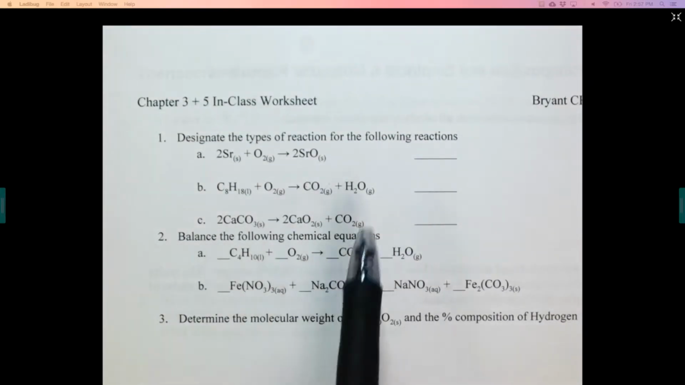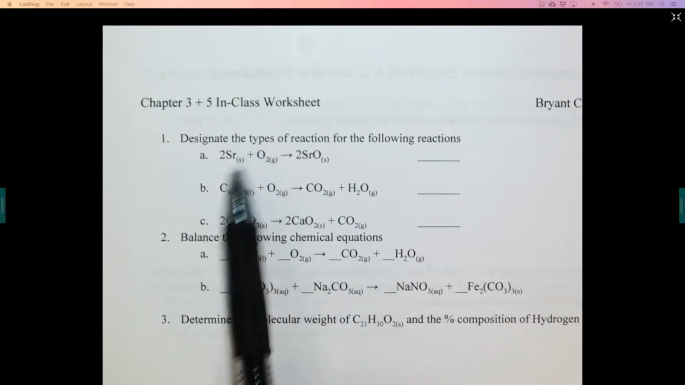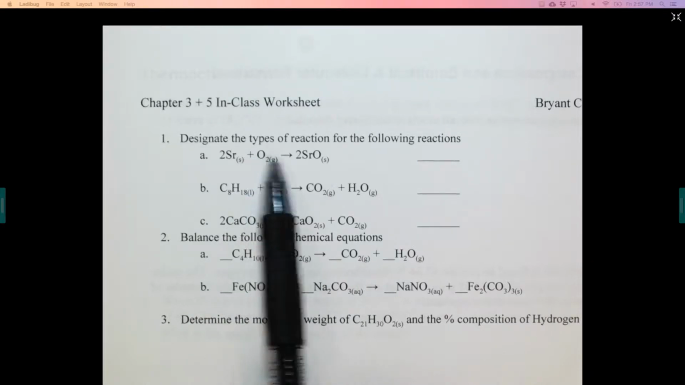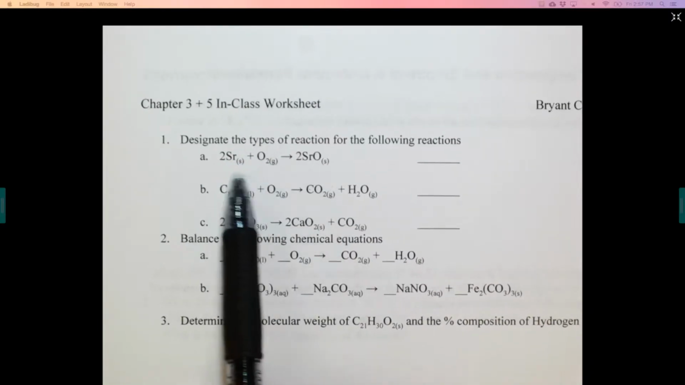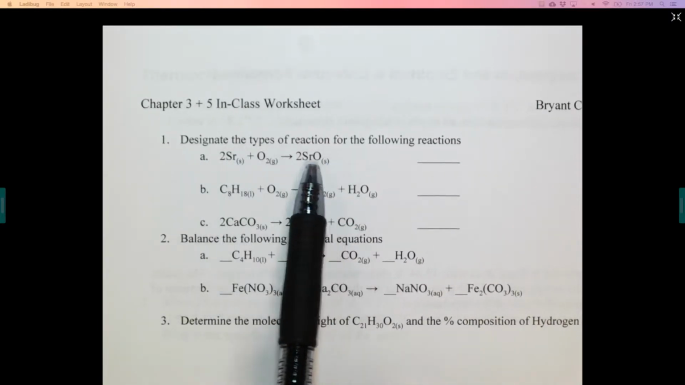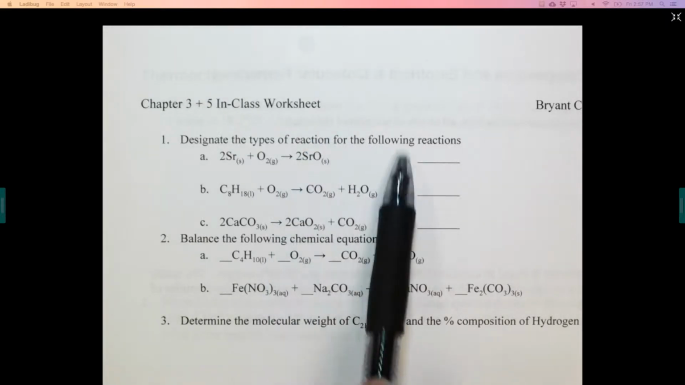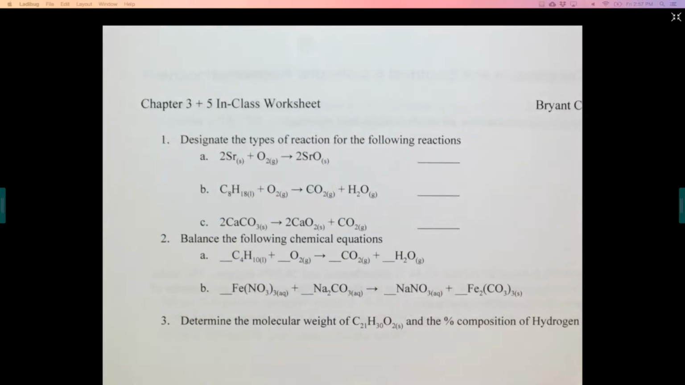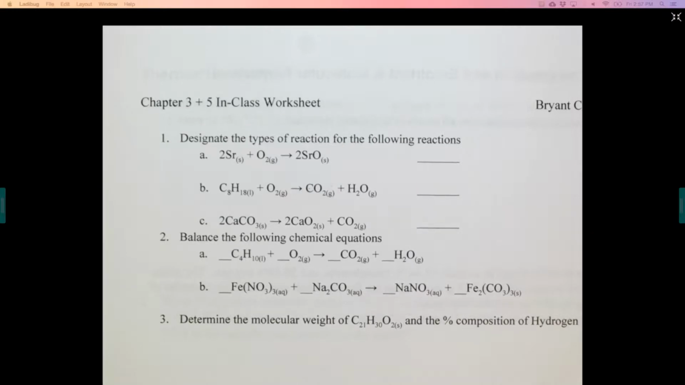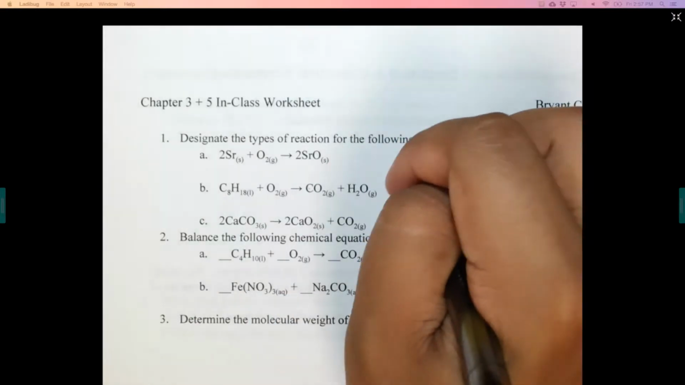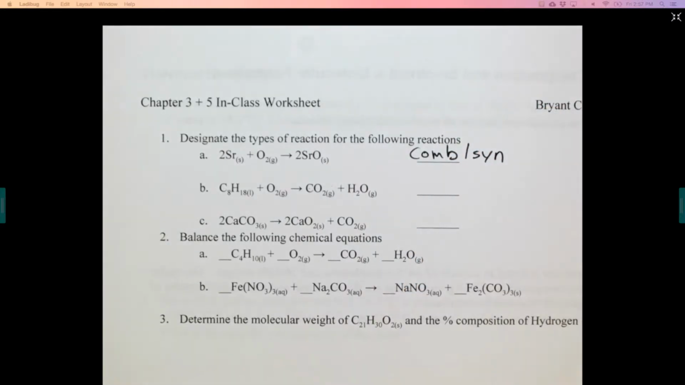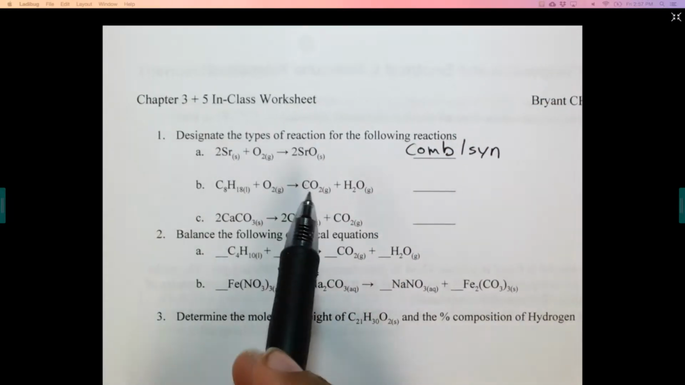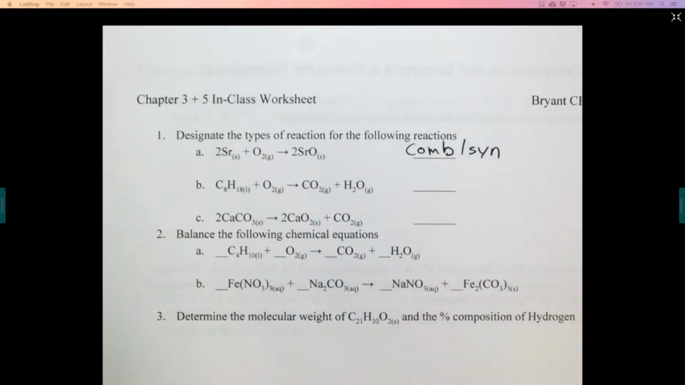What we have here is strontium solid and oxygen gas to create strontium oxide. And we notice that we have a plus in between these two. These are the reactants, remember. We have an arrow giving us a single product, and we're already balanced here, and we've been asked to determine the type of reaction. This is going to be a combination, or you can write this as a synthesis. Okay? So this will be an example of being able to designate the type for the reaction.